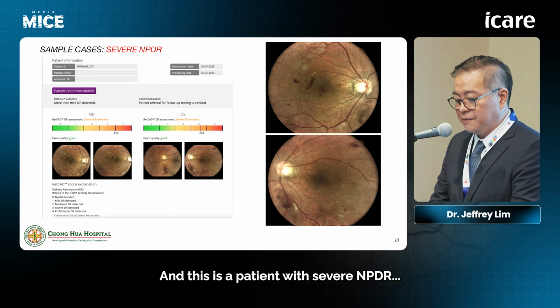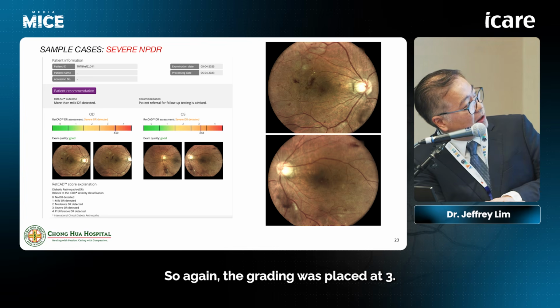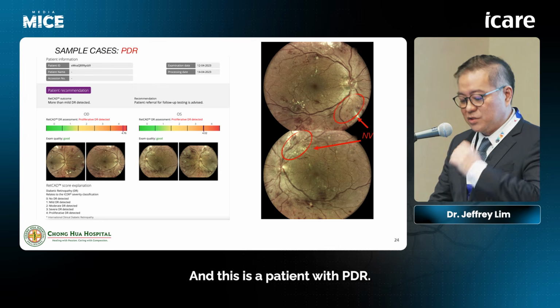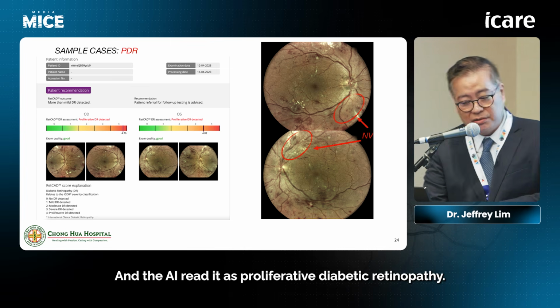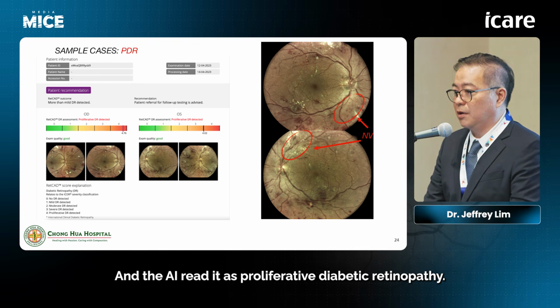And this is a patient with severe NPDR. So again, the grading was placed at 3. And this is a patient with PDR. So when you look at the color photo, there's fine neovascularizations in the red circles, and the AI read it as proliferative diabetic retinopathy.